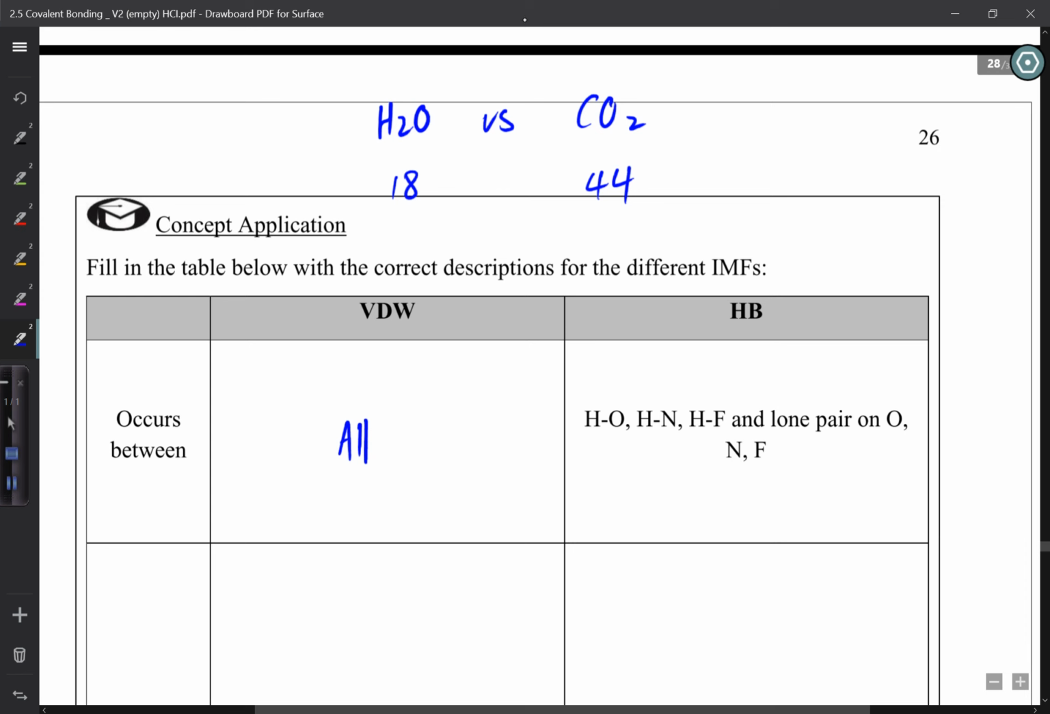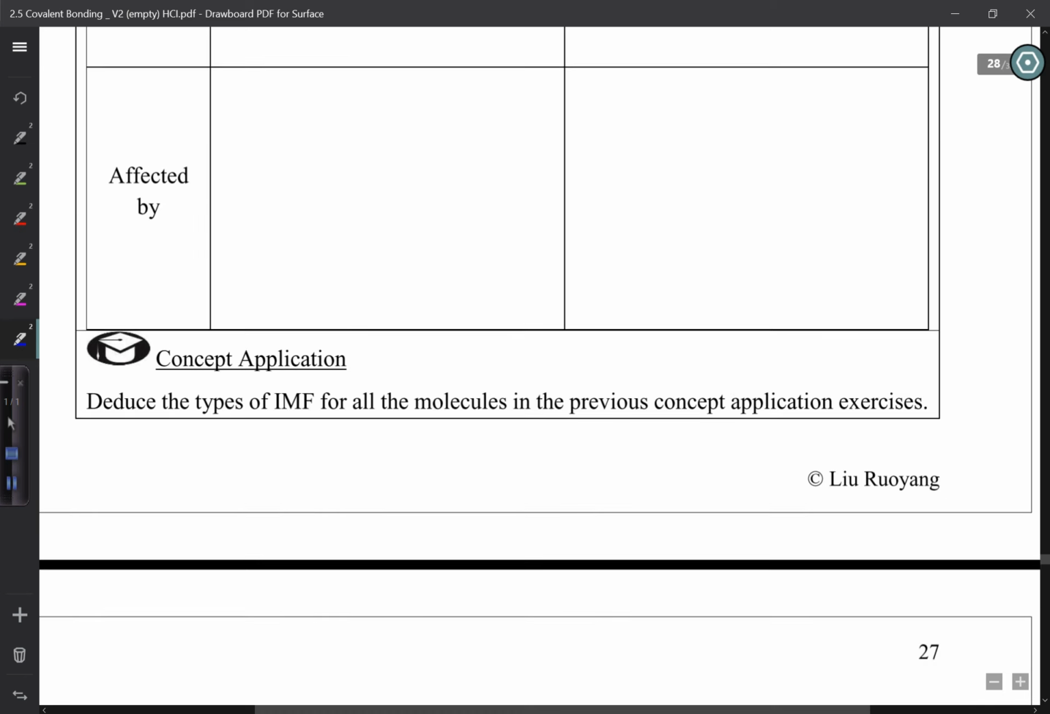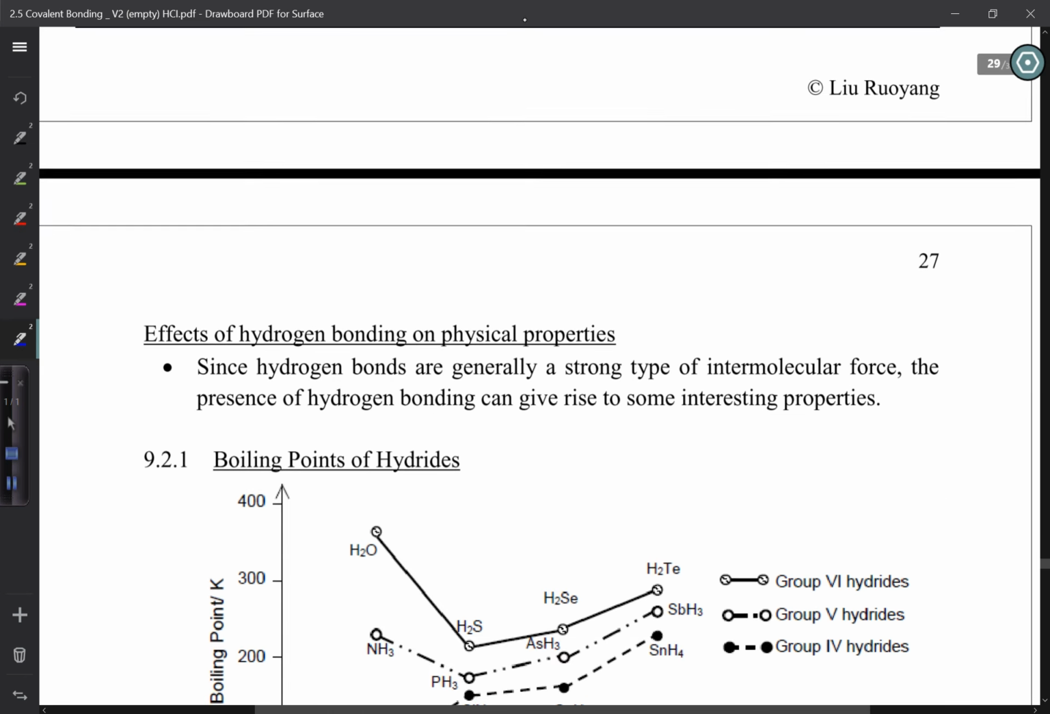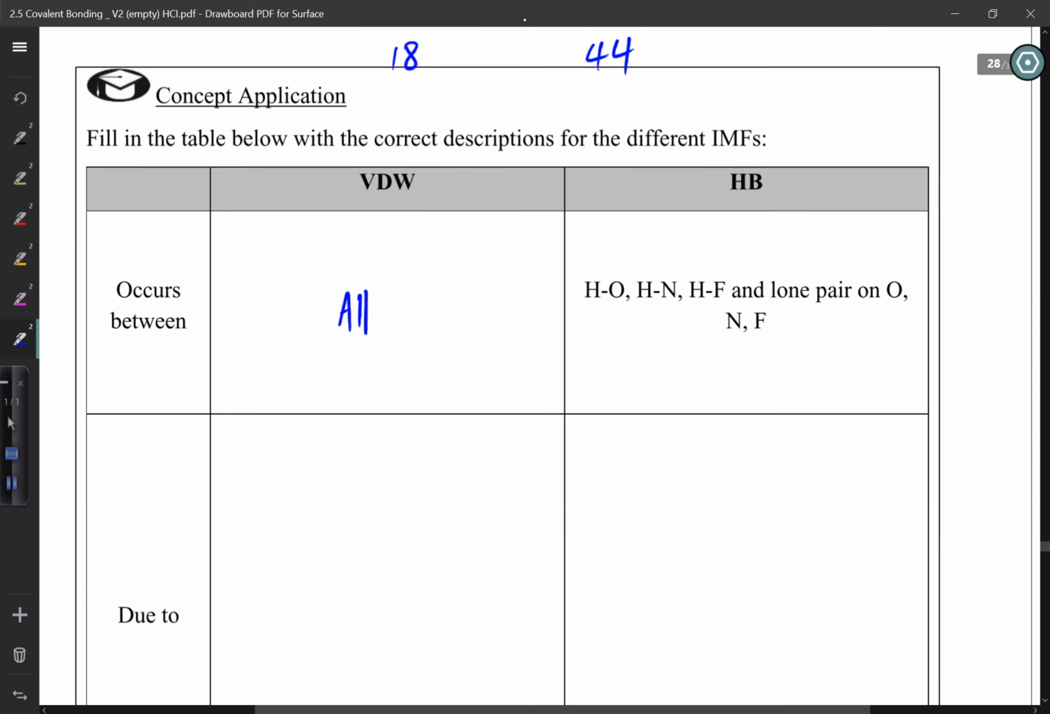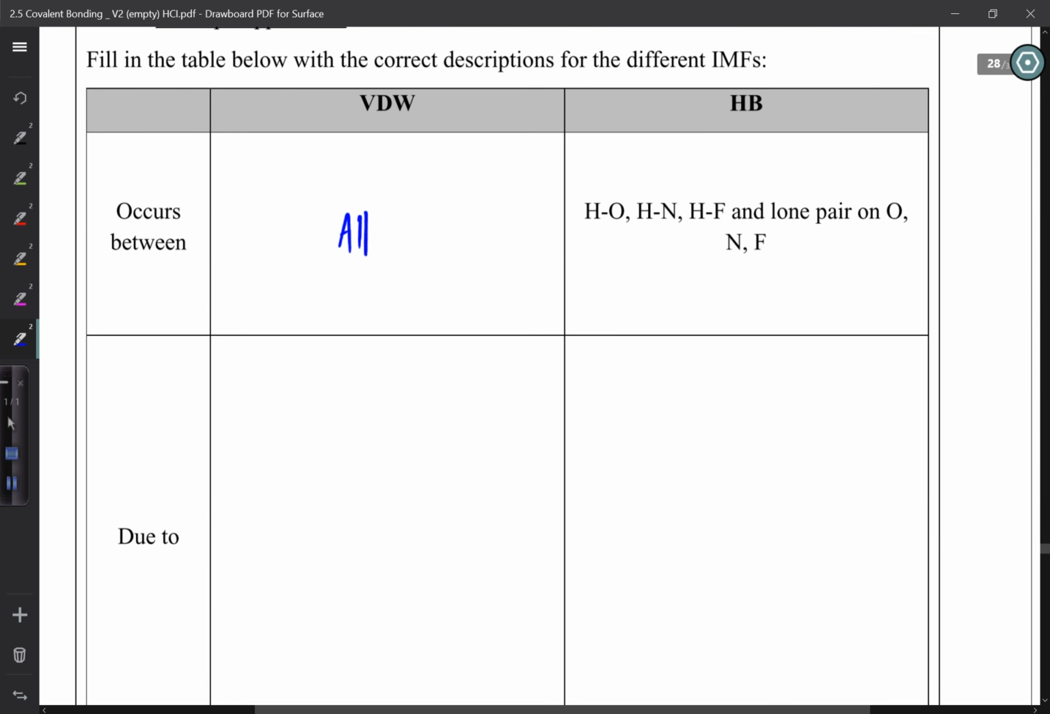Whereas for carbon dioxide, only van der Waals exists between the molecules, which is weak. So therefore, less energy is required to break it. We will look at some examples later, so no worries. But now you have to appreciate that van der Waals exists between all, while hydrogen bond is only between F, O, N and a hydrogen on F, O, N.